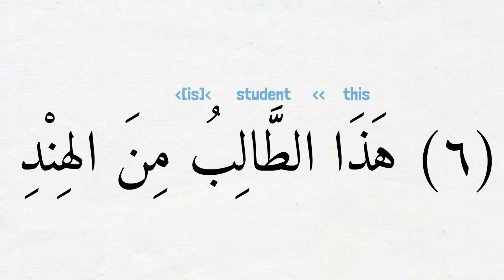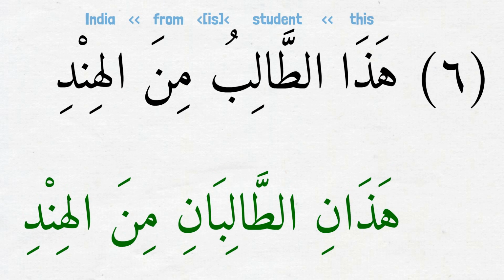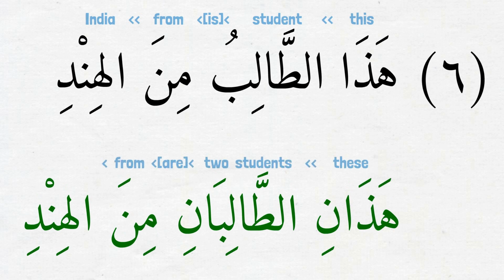Sentence 6. هذا الطالب من الهند. This student is from India. Try to convert this to al-muthanna on your own. The new sentence should be هذان الطالبان من الهند. These two students are from India. هذان الطالبان من الهند.